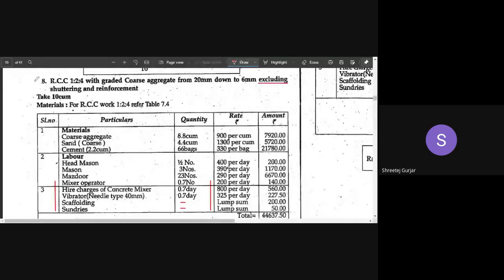Next, we are now dealing with RCC of ratio 1:2:4, excluding shuttering and reinforcement. We have to exclude shuttering and reinforcement. For 1:2:4, we have already calculated the quantity of materials required: cement, sand, and coarse aggregate. The same procedure you can follow and write down this particular thing. So materials is done.